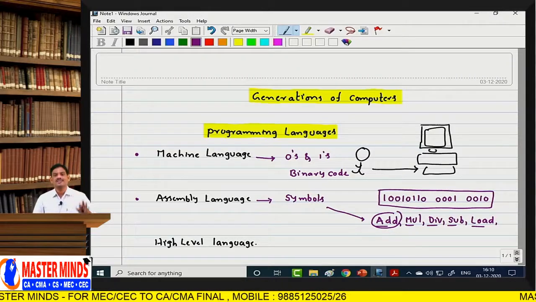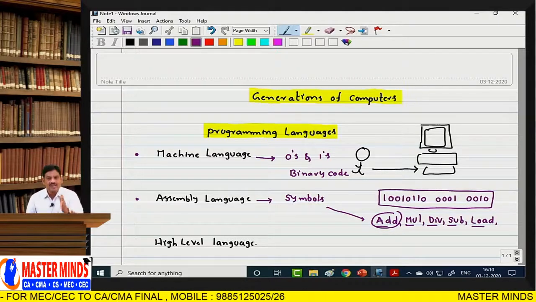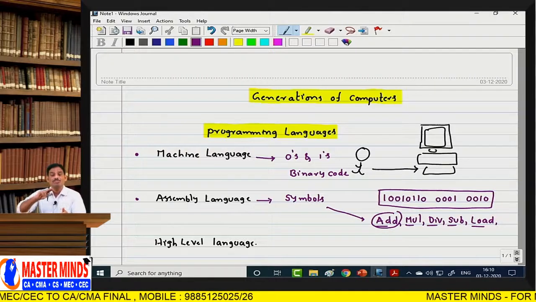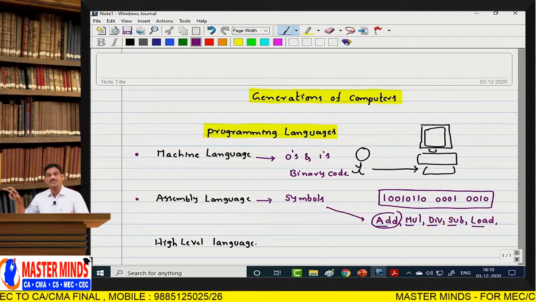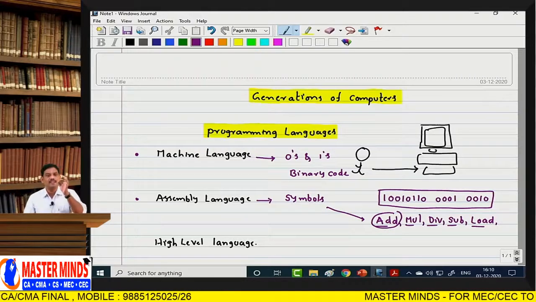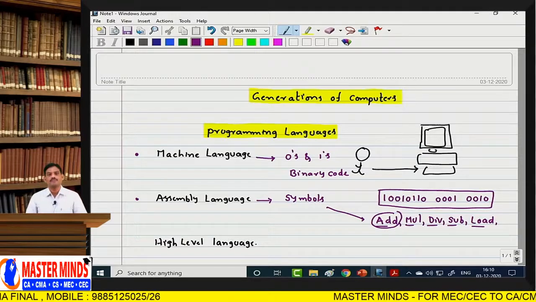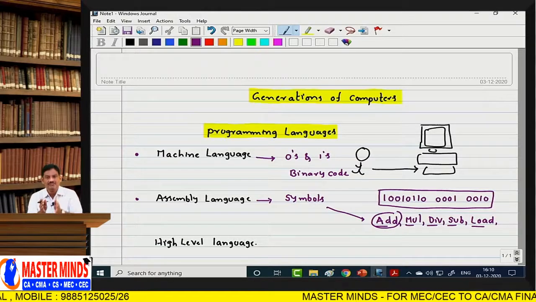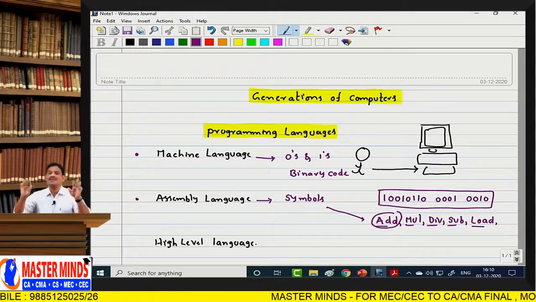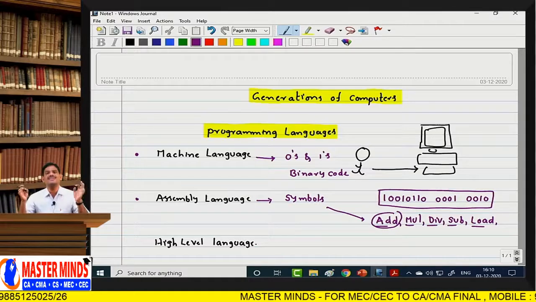Again, there is a difficulty. That is, if you write a program for one computer system, that may not work for another computer. There is a dependency problem. See, if your program works for all other models, we can say that is independence.